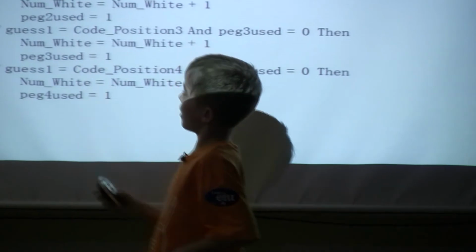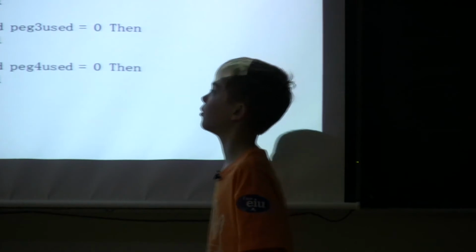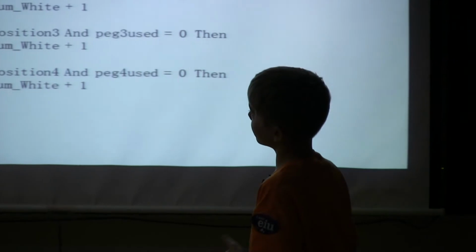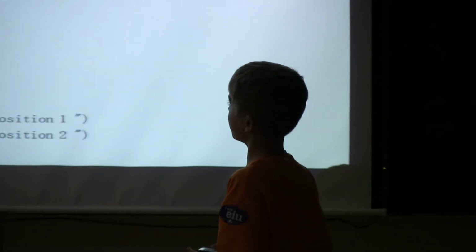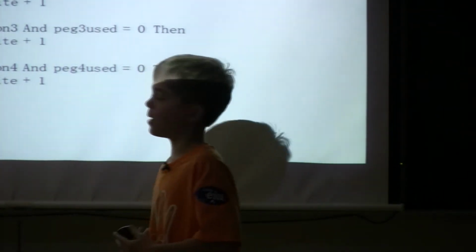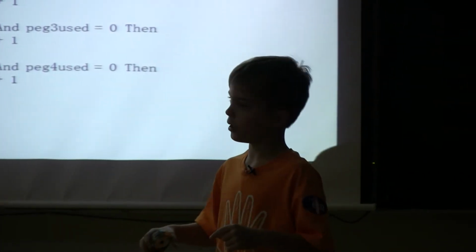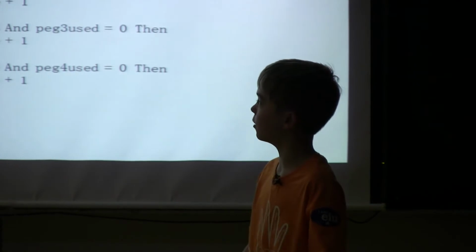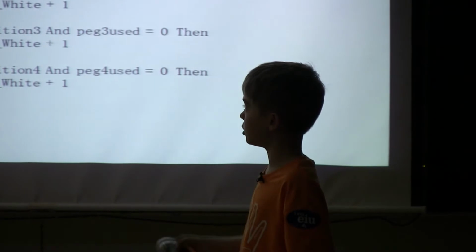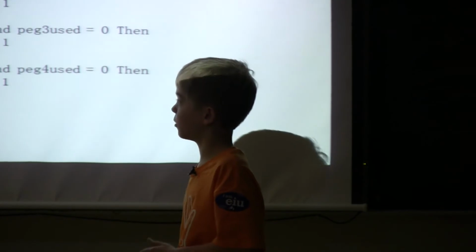This top part is assigning red pegs, and this bottom part is assigning the white pegs. So if guess 1 equals code position 1, then numRed equals numRed plus 1. That is matching up the red peg for your guess and the red peg for position 1 in the code. If those match, then both of those pegs are used. And then it basically does the same thing with the white pegs also.